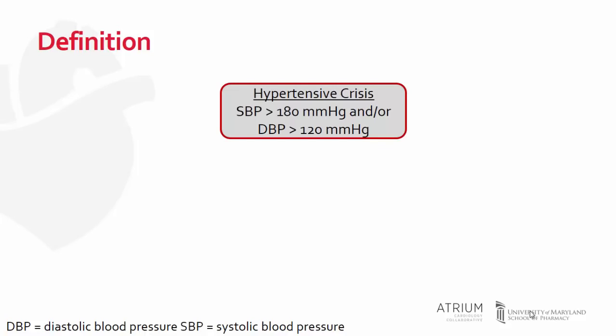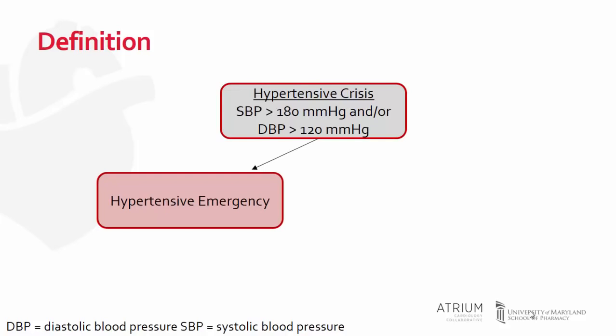Hypertensive crisis is then further broken down into either hypertensive urgency or hypertensive emergency. Further categorizing this enables us as providers to determine what level of care a patient requires, as well as the type of treatment a patient requires.